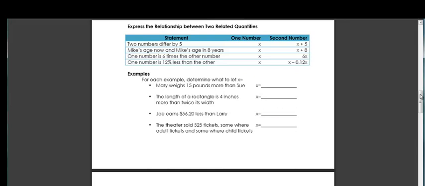Okay, last example. The theater sold 525 tickets. Some were adult tickets and some were child tickets. So what would our x equal in this case? Okay, this is kind of a trick question, but I threw it in here because you do see it sometimes. X could equal either the adult tickets or the child tickets. We don't know enough information just from the information that they gave us to determine either of those. So it could be either the adult tickets or the child tickets.